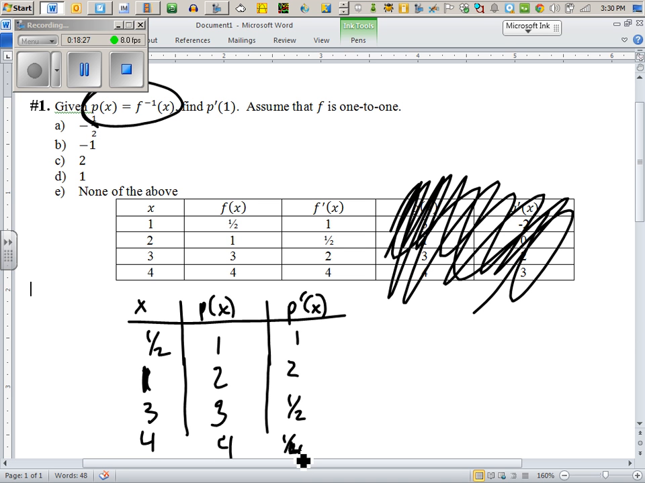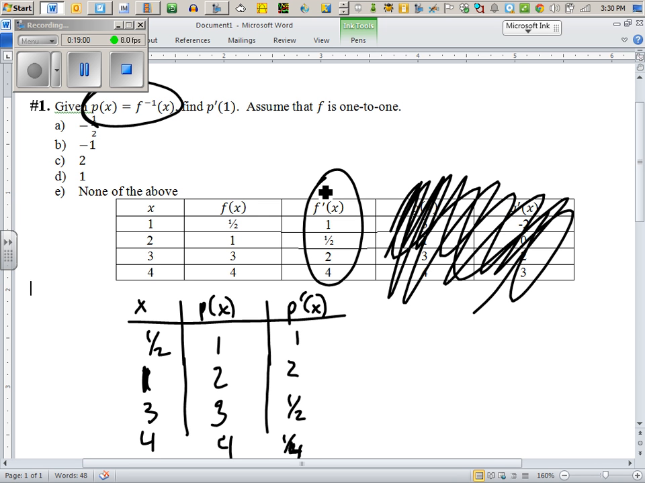How did I make that so quickly? What did I do to my f prime column? I just did the 4 reciprocals: reciprocal of 1, reciprocal of 1/2, reciprocal of 2, reciprocal of 4. So what you're looking at here is a table for p, which is the inverse of f. It has all the opposite x's and y's, and it has all the reciprocal slopes. Now the problem's easy. What's p prime of 1? You've got a table. Let's find it in the table. What's the answer?